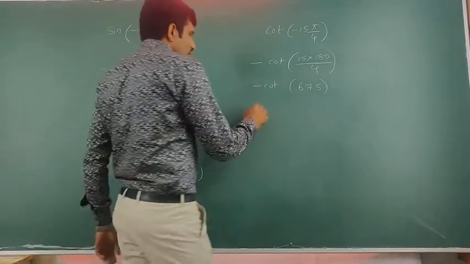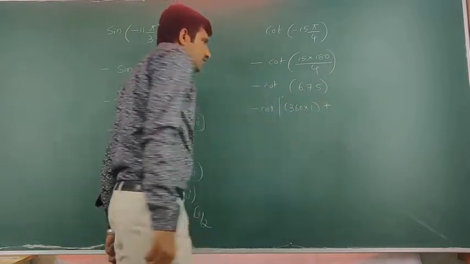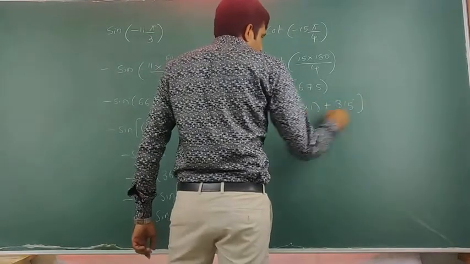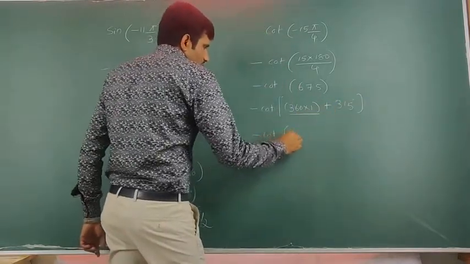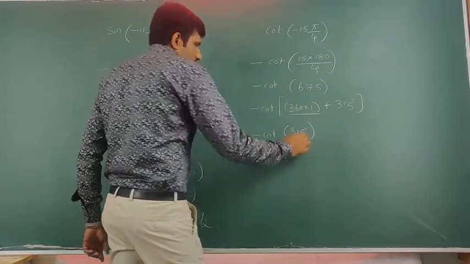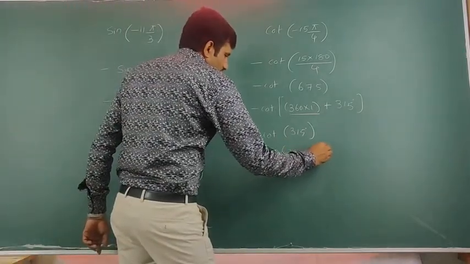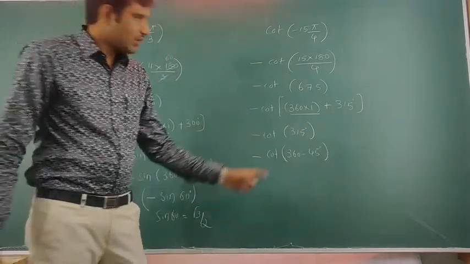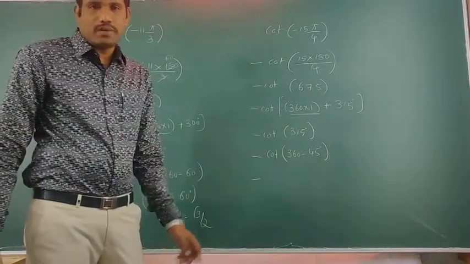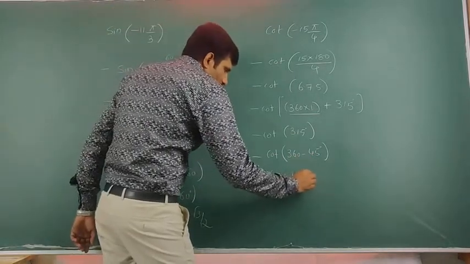See, minus cot of 675, I can write it as 360 into 1 plus how much? 315, right. Now this 360 into 1 we can neglect. Minus cot of 315 degree. Now 315 degrees in which quadrant? Fourth quadrant. So this 315 I can write as 360 minus 45 degree. So minus cot of 360 minus 45. What is cot of 360 degree minus theta? Cot of 360 degree minus theta is minus cot theta.